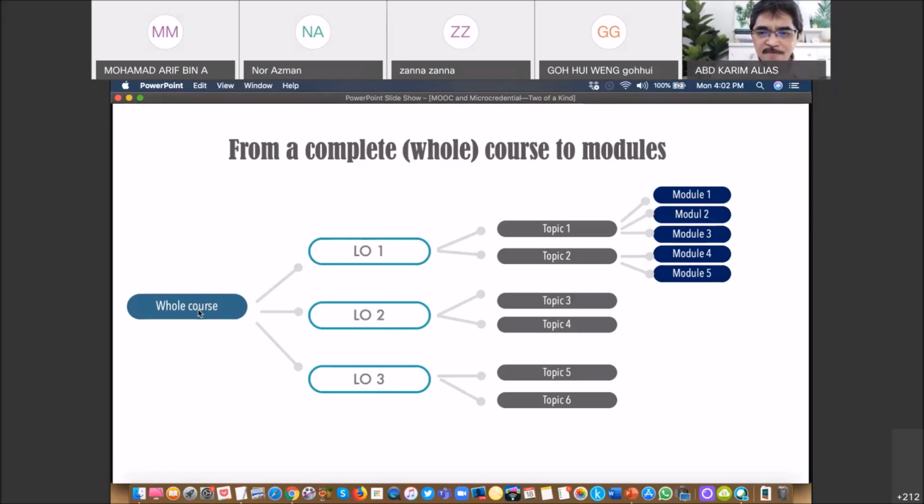I don't know how to make it even clearer than this, but that's basically how we structure from the complete course to the whole module. So how is it different from MOOC? Actually, in terms of structuring it, it's about the same. But in Micro-credential, we go to the smallest unit, and we offer it as a standalone module. And when they complete it, they get a digital badge.